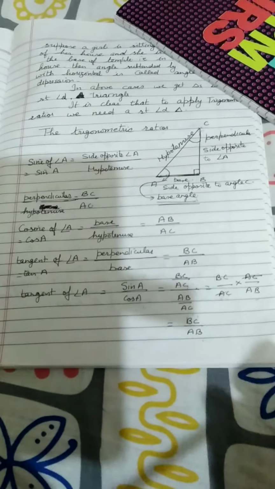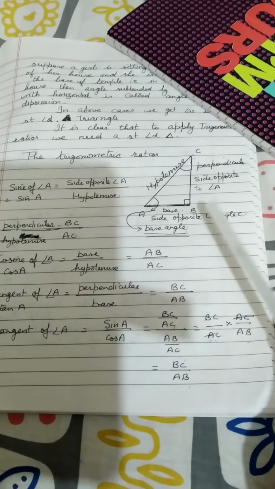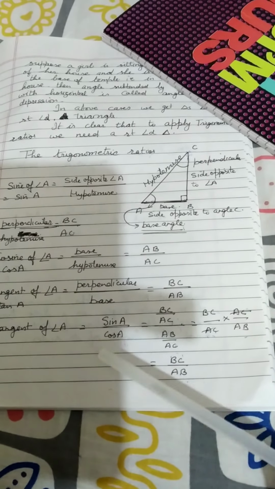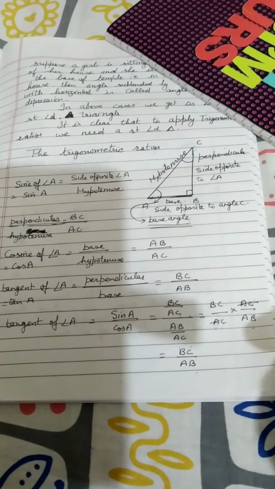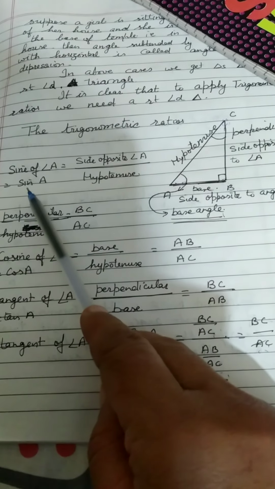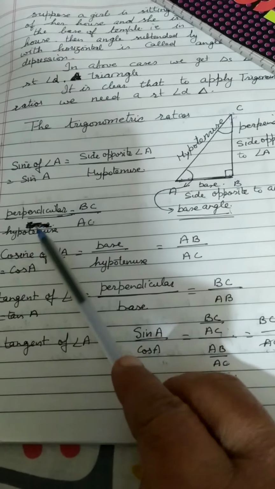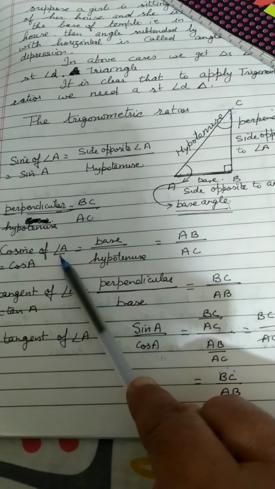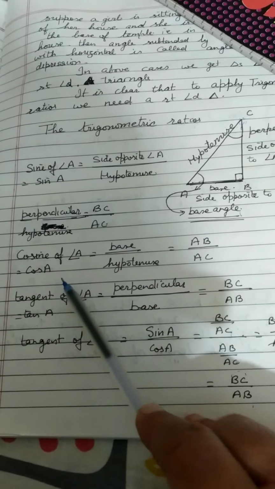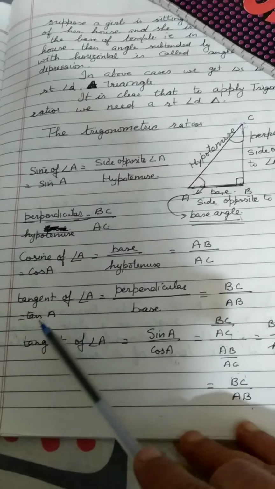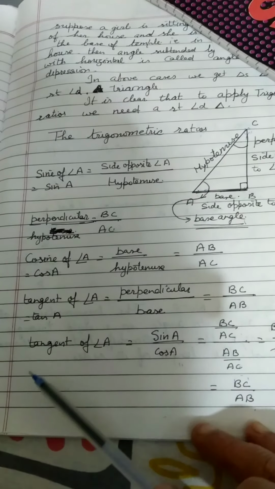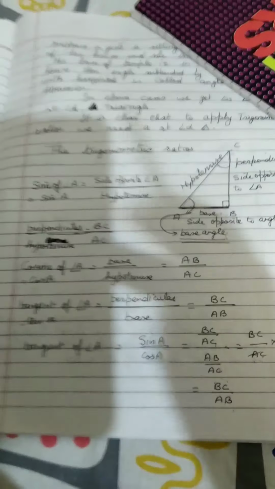Tangent of angle A is perpendicular upon base. It is also equal to sine A upon cos A. Now see, sine of angle A is written as S-I-N-A, sine A. Cosine of angle A is written as cos A. Tangent of angle A is written as tan A. Now we come to the next page.